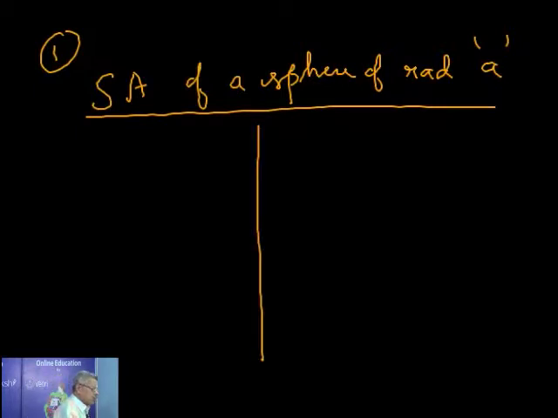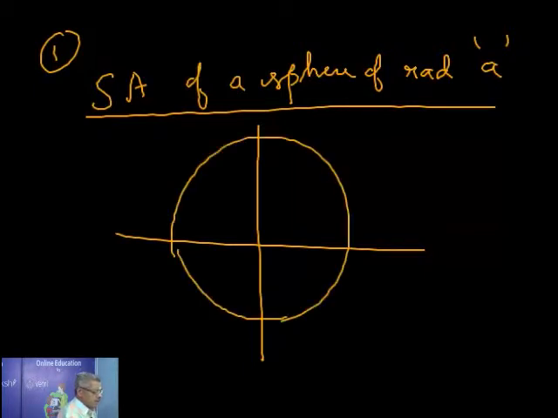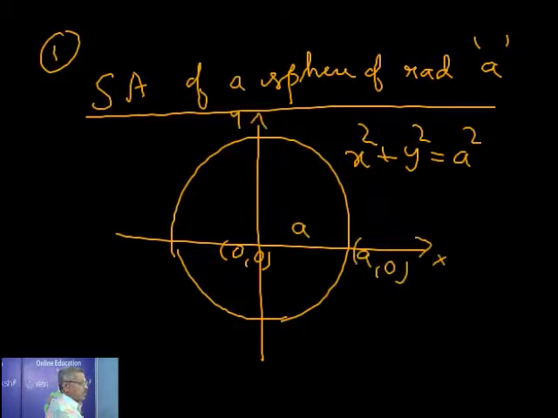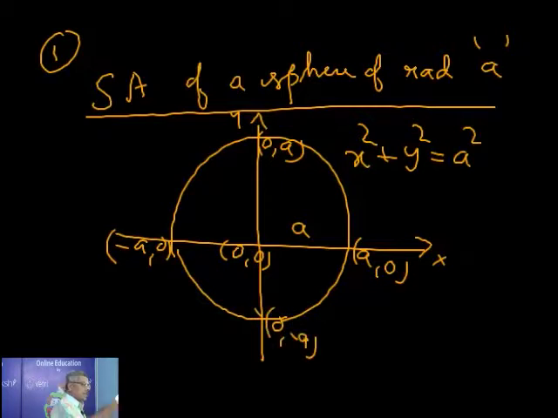First of all, you consider a circle of radius a, center at the origin. We all know x square plus y square is equal to a square is the equation of a circle, center at the origin, radius a units. So automatically this is (a, 0), because the circle is symmetrical about x-axis. It is also symmetrical about y-axis. Automatically we can say this is (0, a), this is (-a, 0), this is (0, -a). These are the 4 points lying on a circle.